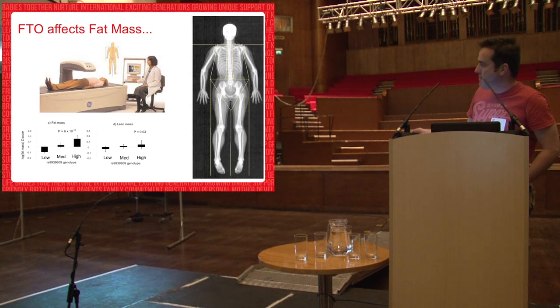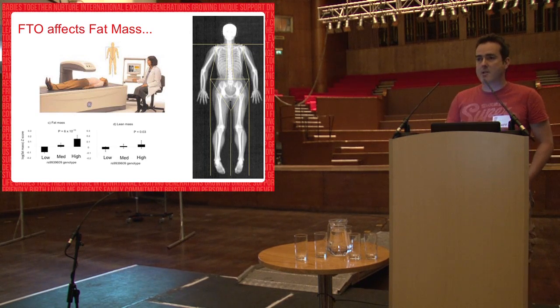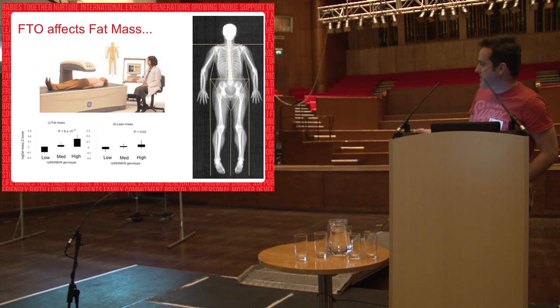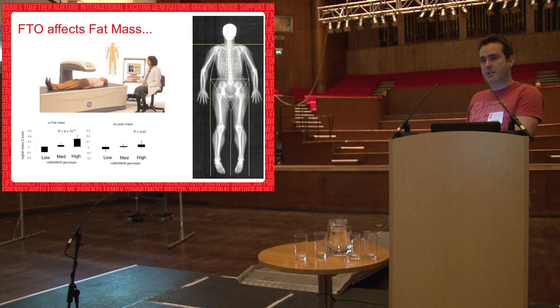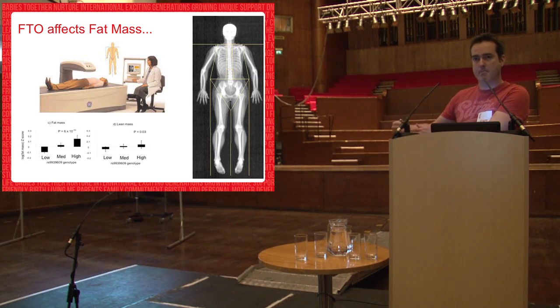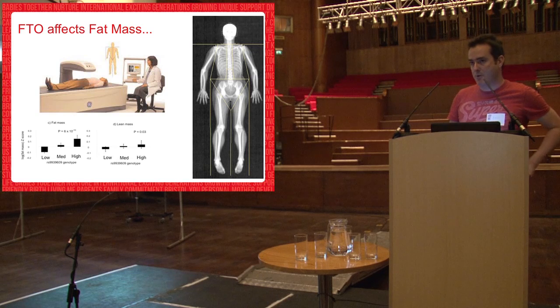Now, the Children of the 90s cohort played a really important role in this discovery. You might remember from coming into clinic many years ago, you might have got measured on a machine which looks a little bit like this. This is called a DEXA machine, and what it does is it produces like an X-ray of your body and kind of divides up how much of your body is fat, how much is muscle, and how much is bone.